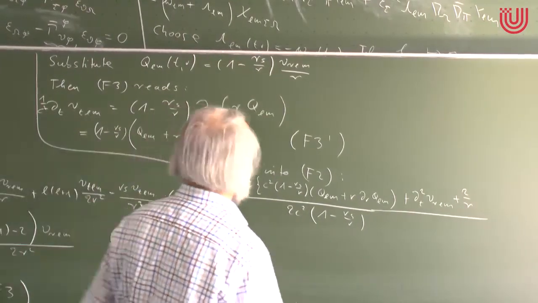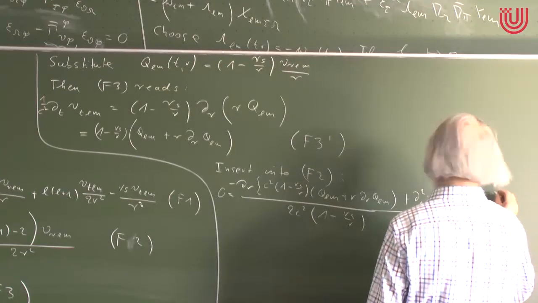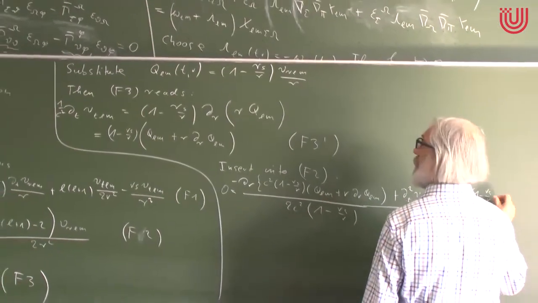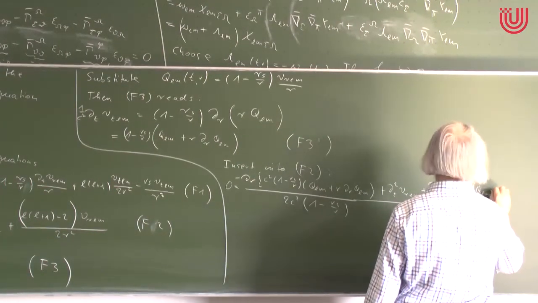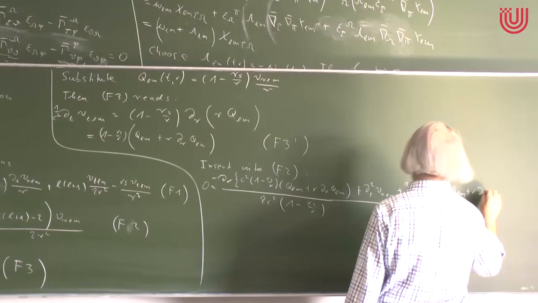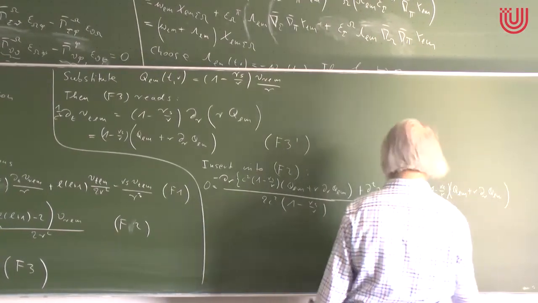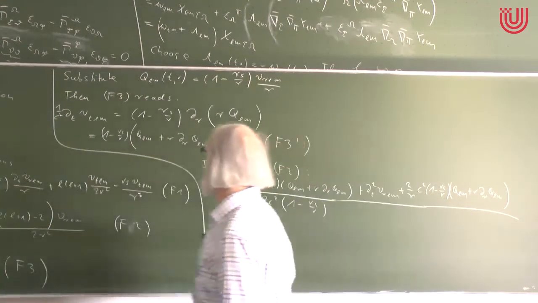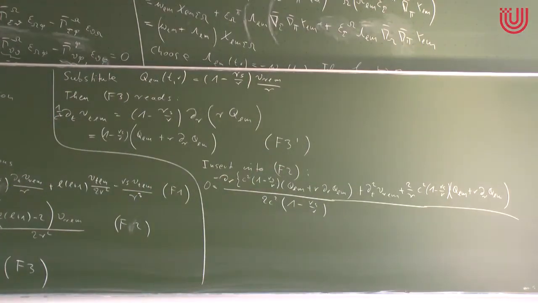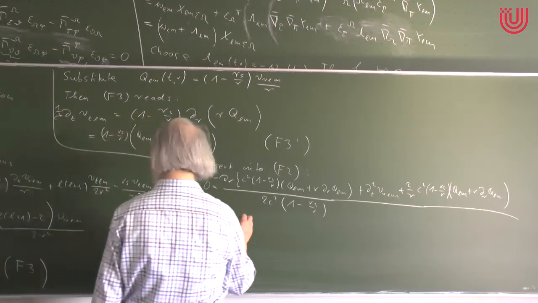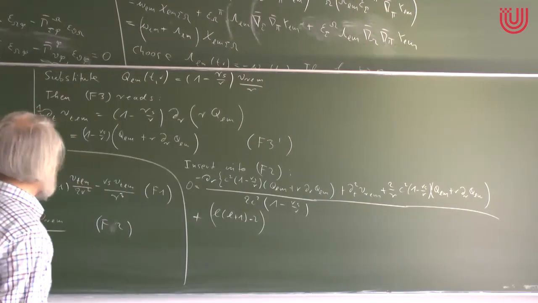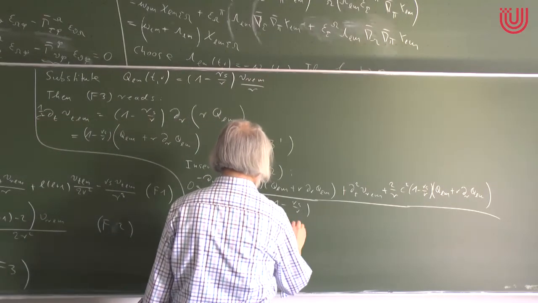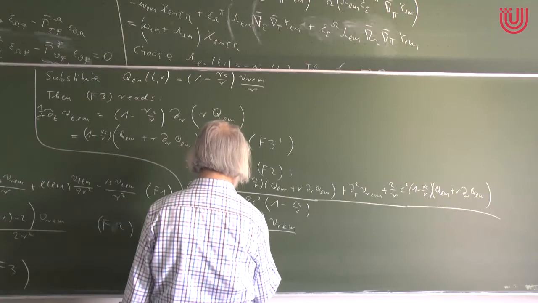This is c squared, 1 minus rs over r, QLM plus r dr QLM. Okay, so this is the first expression. It is this term here, right? And the rest I copy, plus L times L plus 1 minus 2, VRLM, divided by 2r squared.